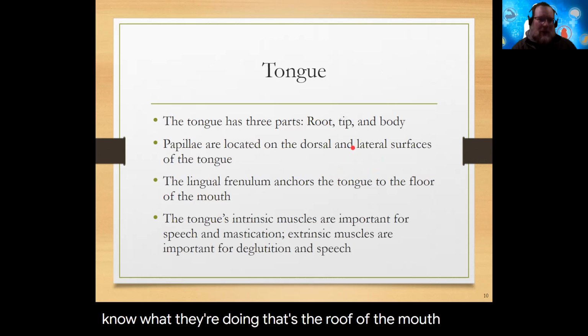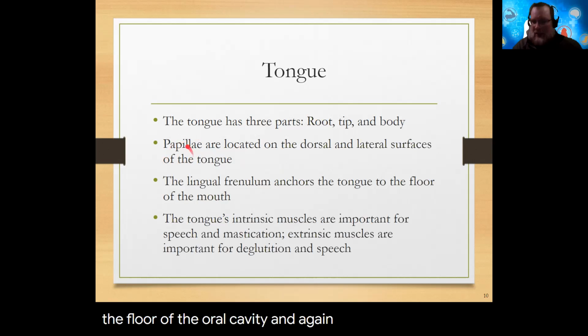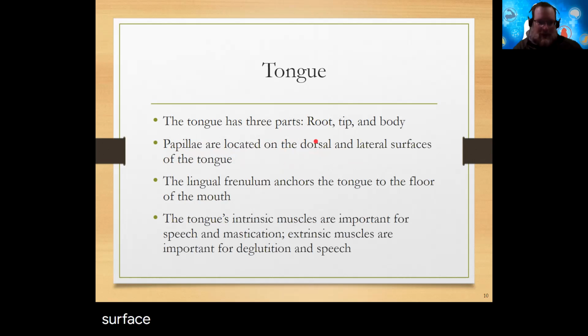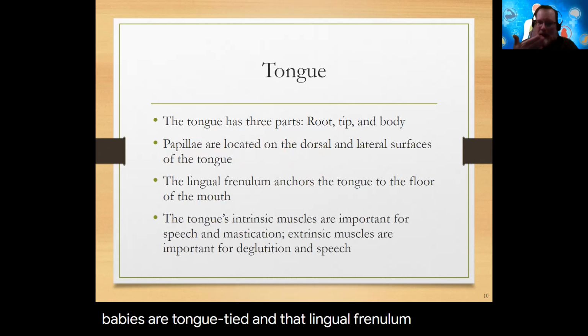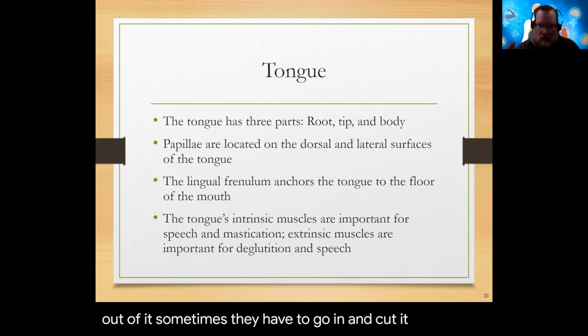That's the roof of the mouth, and we've got the tongue coming up next, helping to make up the floor of the oral cavity. And again, there's that term papillae, those little bumps located not just on the top of the tongue, but they kind of curve around on the lateral surfaces as well. And then we have a little frenulum that anchors the tongue to the floor of the oral cavity. Some babies are tongue tied, and that lingual frenulum is a little too far forward. And some babies grow out of it. Sometimes they have to go in and cut it back a little bit.